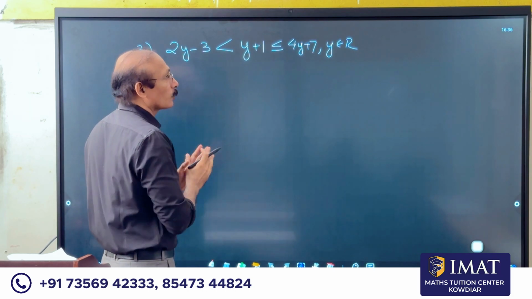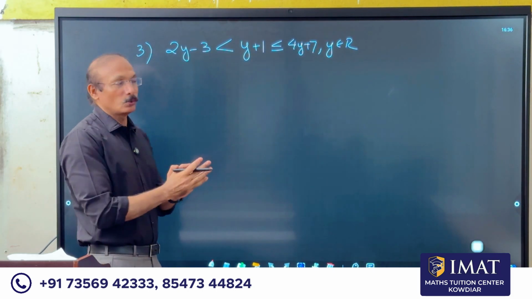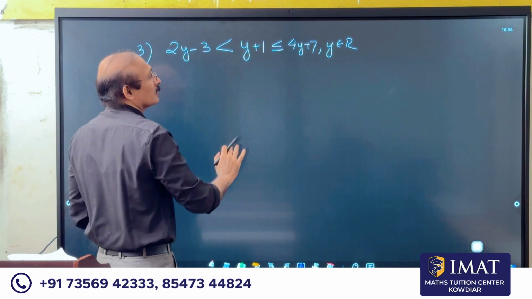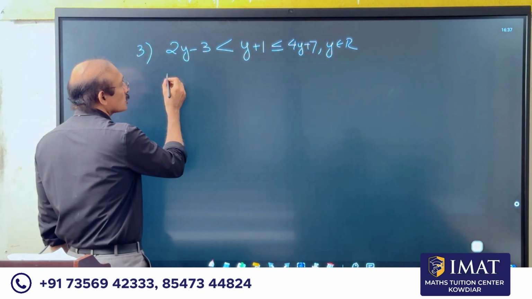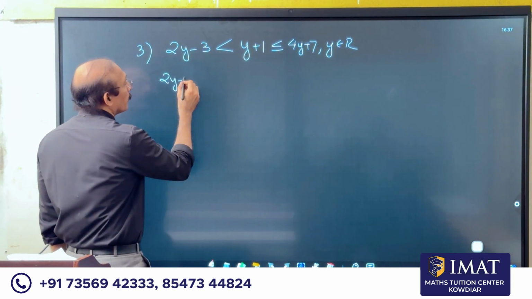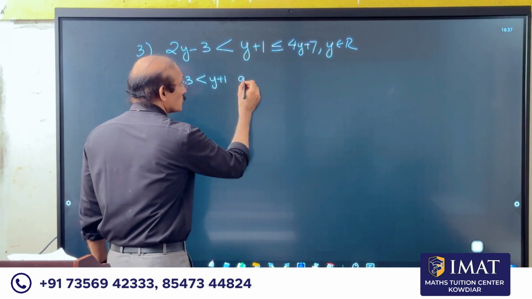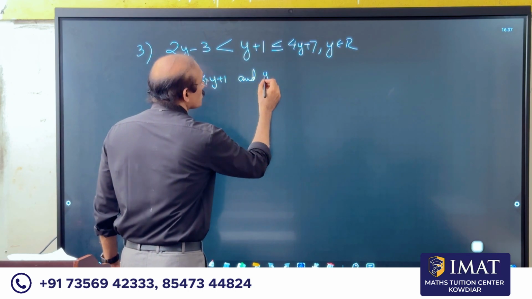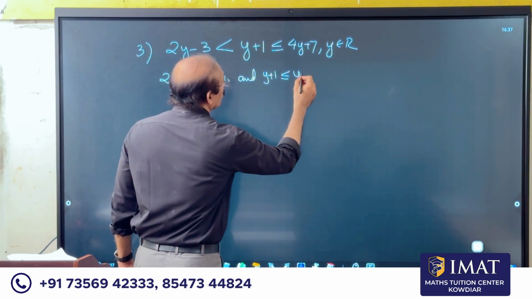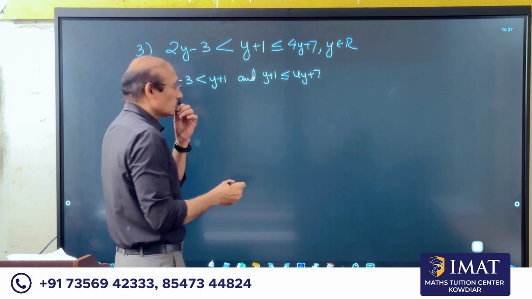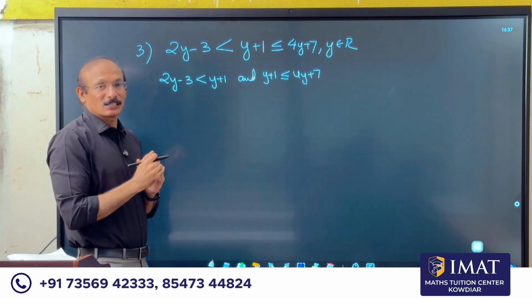Now, what should be the procedure of doing this question? What you need to do is, you just split this inequation. How? This is how you should do it. So 2y minus 3 less than y plus 1 and y plus 1 less than or equal to 4y plus 7. So you split it into 2 and now you solve them separately.